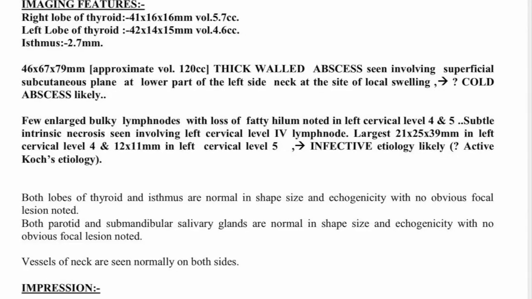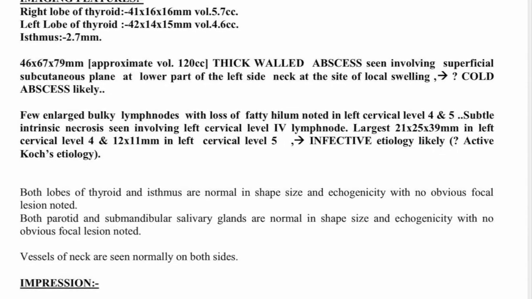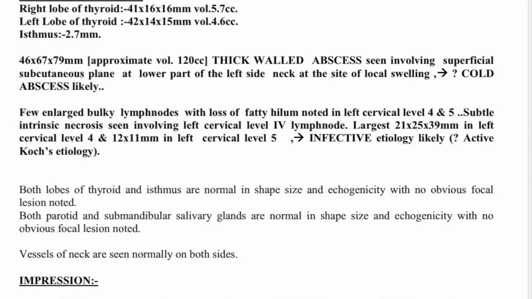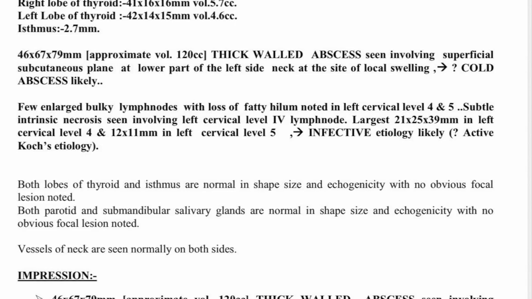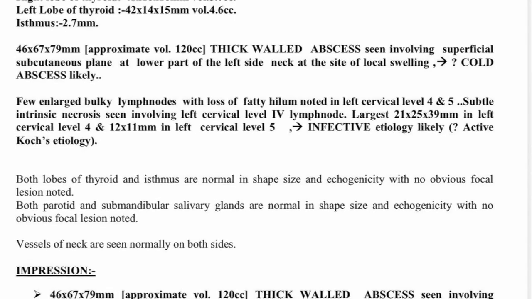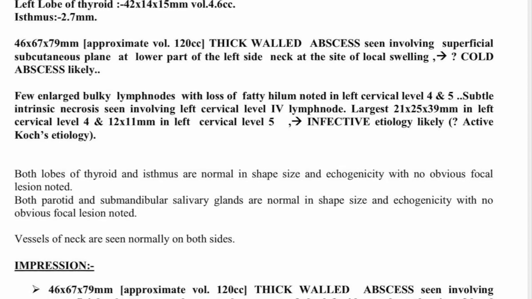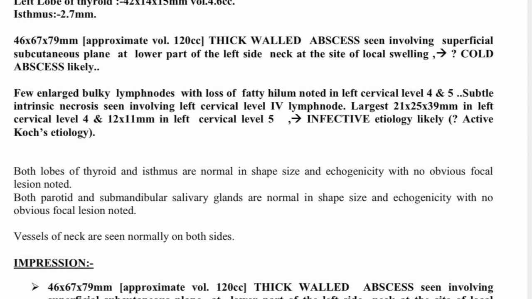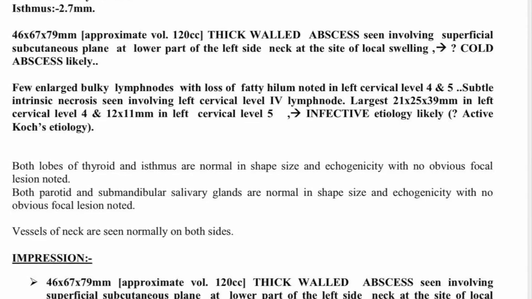Presenting a case of male 86 who presented to me with left-sided suprascapular swelling about 5 into 7 centimeters square in size. On USG, there is about 7 into 5 centimeters square thick walled abscess involving the superficial subcutaneous plane in the lower part of the left side of the neck, and there are multiple infective nodes also.